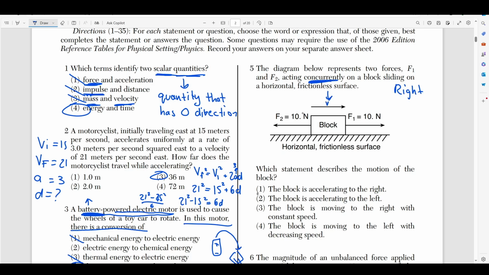So the block is not accelerating to the left. It's not accelerating at all. So choices 1 and 2 are wrong. And the block is moving to the right with constant speed. Why? Because the arrow points to the right. You can only accelerate something if there is a net force in a specific direction that's not 0. So for example, if force 1 was 20 newtons, then we would be accelerating to the right because there's a greater force pulling it to the right. But because both sides are 10 newtons, it's balanced out. It cancels out and there's no net force.